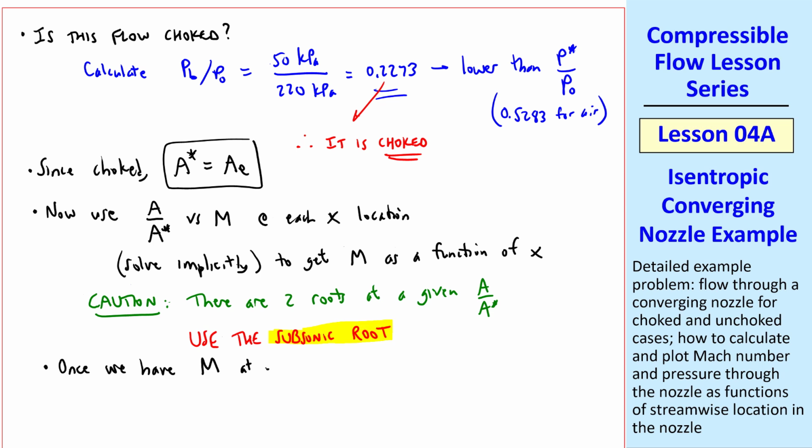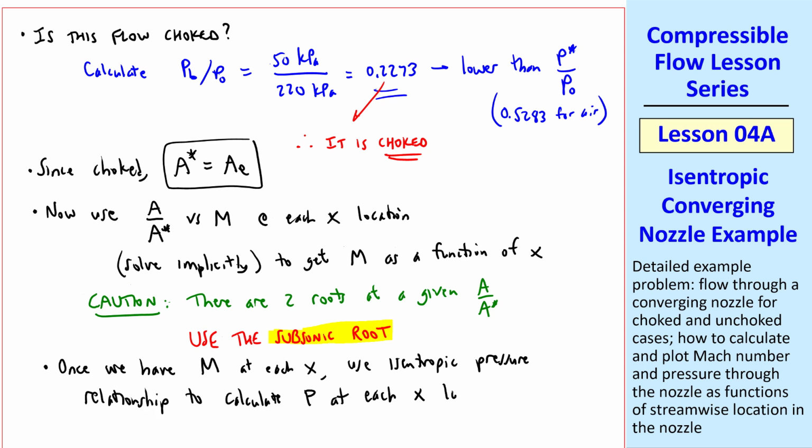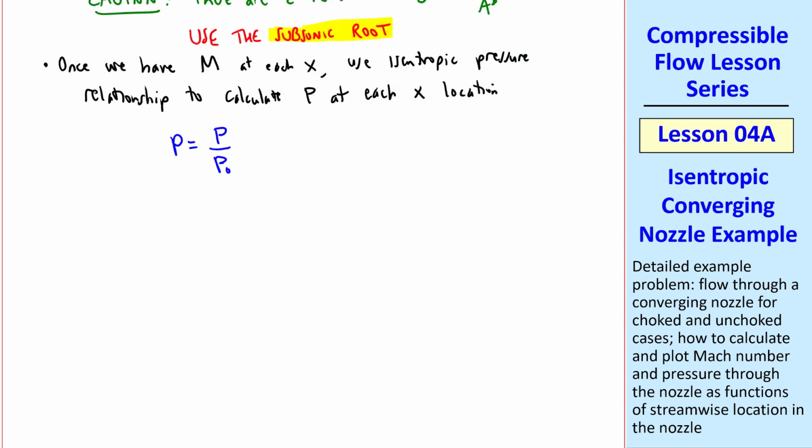Once we have M at each x, we use the isentropic pressure relationship to calculate the pressure at each x location. Namely, using ratios, we set P equal P over P naught times P naught, and our isentropic relationship at a known M can be used to calculate pressure. I used Excel since there are lots of repeating calculations, and then it's easy to plot as well.